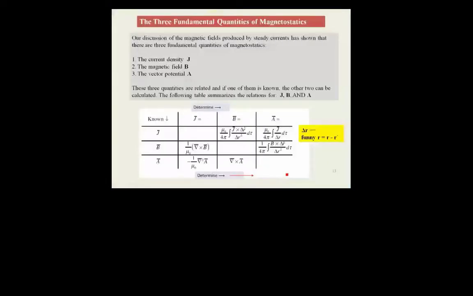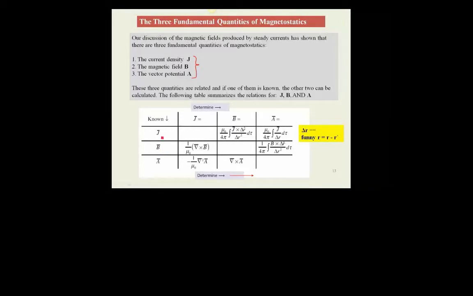This is sort of a summary of some of the findings that we've had so far, and that is that if you take magnetostatics, there are 3 fundamental quantities. There's the current density, there's the magnetic field, and there's this vector potential. These are all interrelated, and if you know one of them, the other 2 can be calculated. This table here summarizes the relations. So let's suppose you know one of these, J, B, or A, and then you want to determine the others.